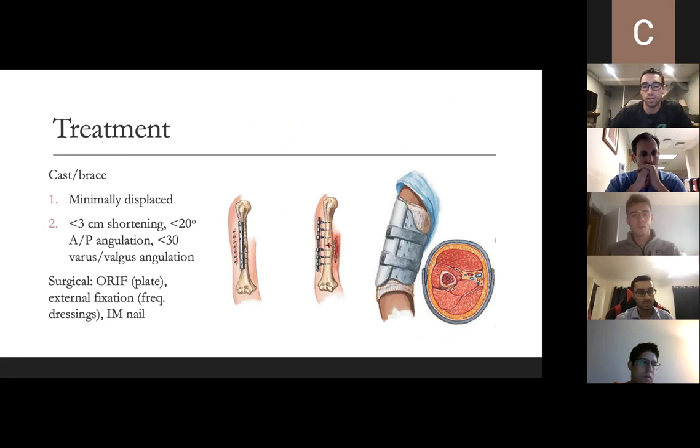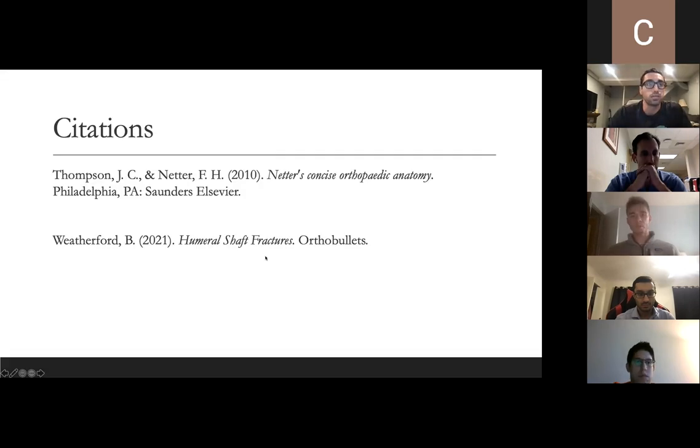And some surgical indications. So if there is an open fracture, a floating elbow, segmental fractures, or polytrauma or vascular injury, then surgical intervention may be required or indicated. So one option is ORIF with a plate. Then you could have external fixator, such as if there has to be frequent changing of the dressing. And lastly, you could have intramedullary nail. And those are my citations.